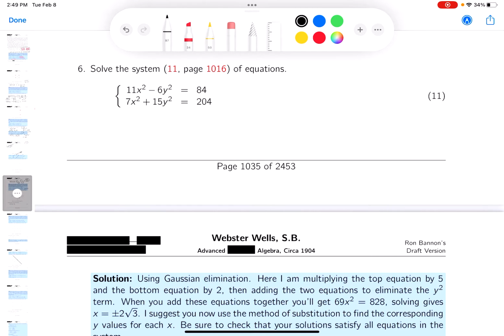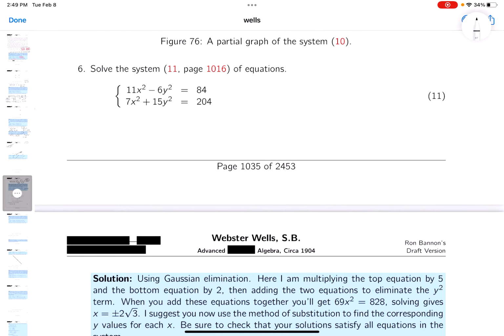Okay, kind of looking at it. I'm going to do elimination again. Let's set up for that. And I got to make a decision what to go for. I'm going to go for getting rid of the y squared. Multiply the top equation by 5 and the bottom equation by 2.